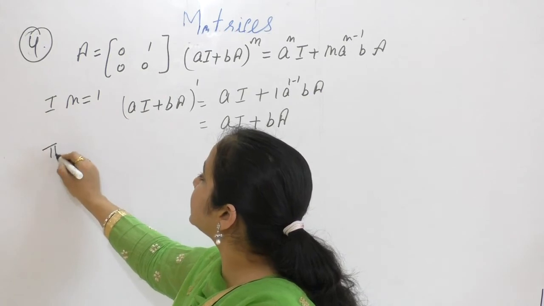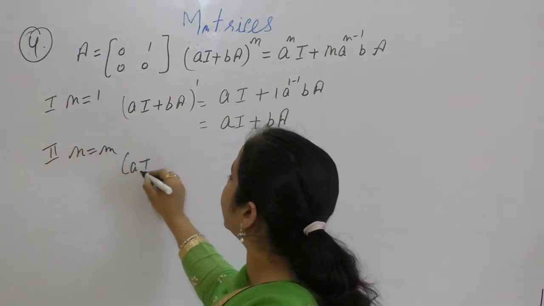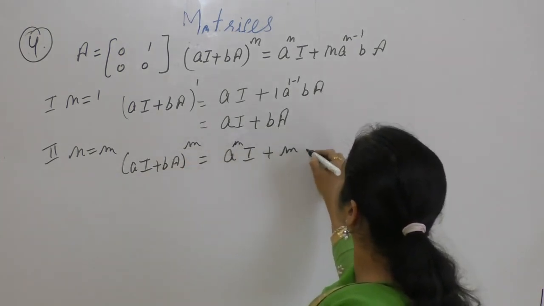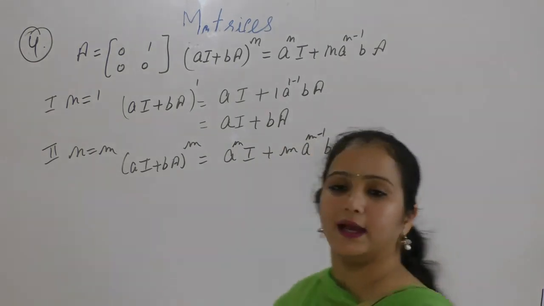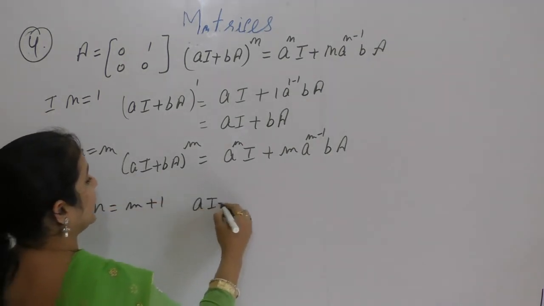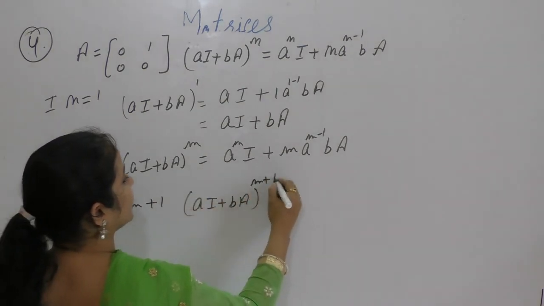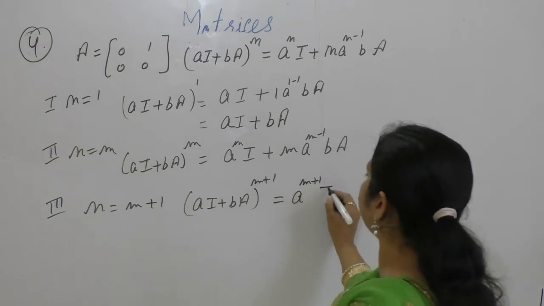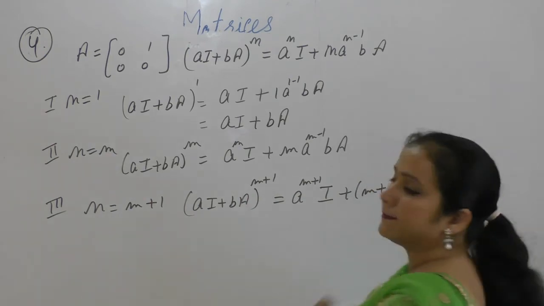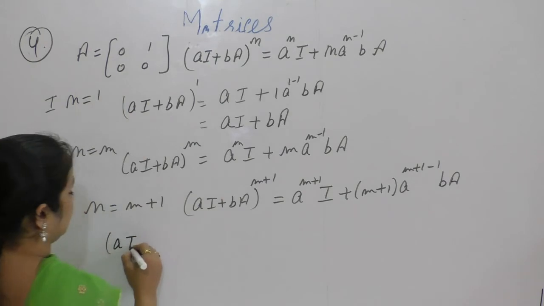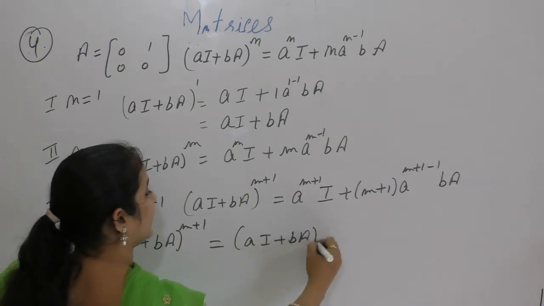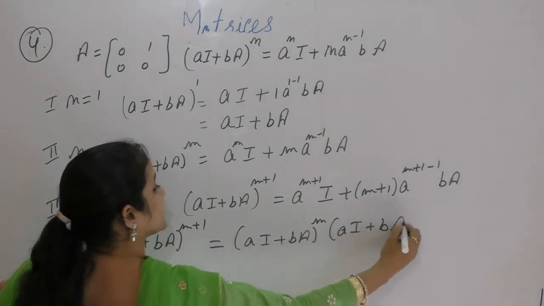Let us assume that the result is true for n = m: (aI + bA)^m = a^m I + m a^(m−1) bA. Now we have to prove that the result is true for n = m + 1: (aI + bA)^(m+1) = a^(m+1) I + (m+1) a^(m+1−1) bA. We can write (aI + bA)^(m+1) as (aI + bA)^m times (aI + bA).